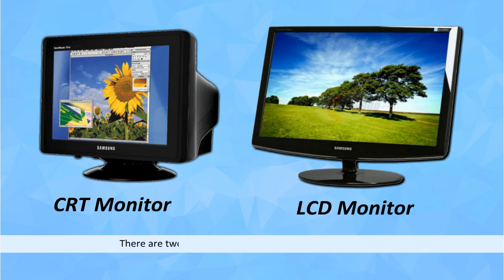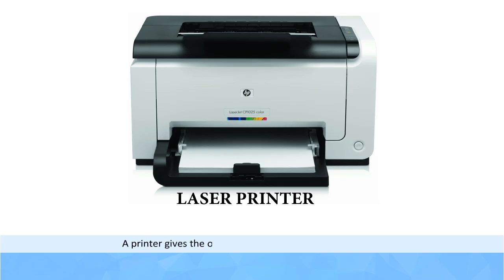There are two types of monitors: CRT, Cathode Ray Tube, and LCD, Liquid Crystal Display. CRT monitors are bigger in size, whereas LCD monitors are flat and thus take less space. Printer. A printer gives the output, text and pictures, on paper. The printed copy is called hard copy.